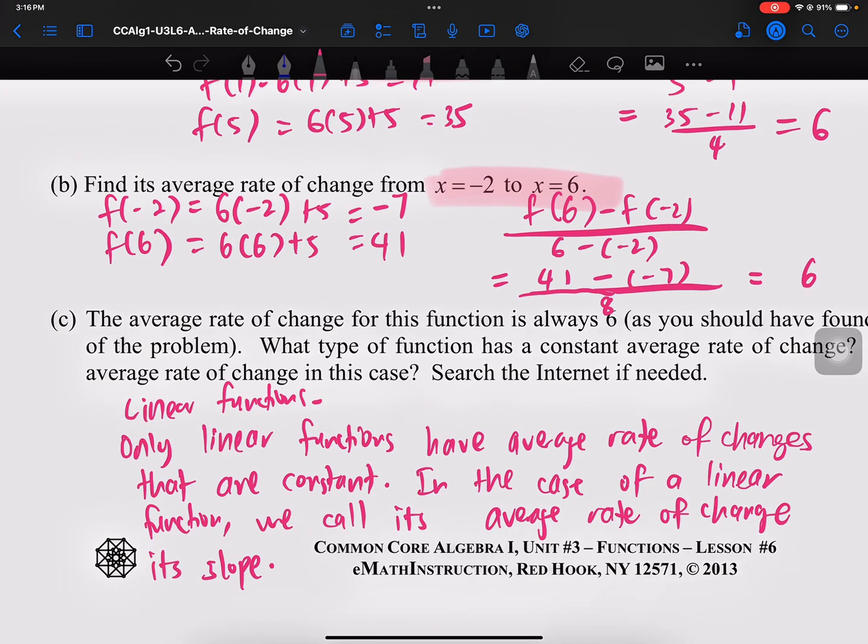In the case of a linear function, we call its average rate of change its slope.